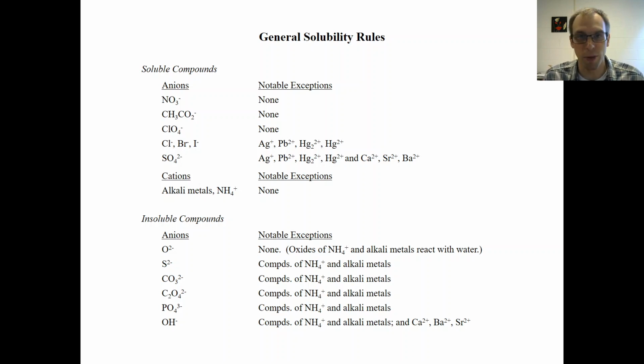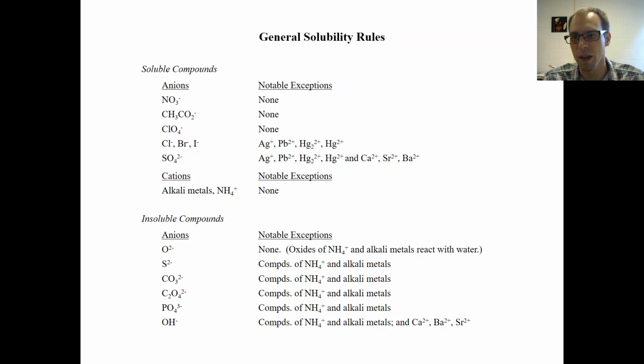So soluble compounds, we can group them by cations and anions. All cations of alkali metals and ammonium ions are soluble, with no exceptions. So anything with sodium, lithium, potassium, anything in that first column of the periodic table, all compounds involving those cations are soluble. On the anion side, our always soluble anions are nitrate, acetate, and perchlorate. And there are no exceptions to those.